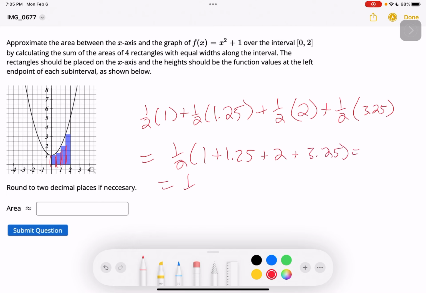So it's going to be 1/2 times what? It's 3, 4.25, 7.5. Let me just verify with my handy dandy calculator here. 1 plus 1.25 plus 2 plus 3.25. Yep, 7.5 is correct. So half of that would be 3.75. And that's it. Hope that makes sense.